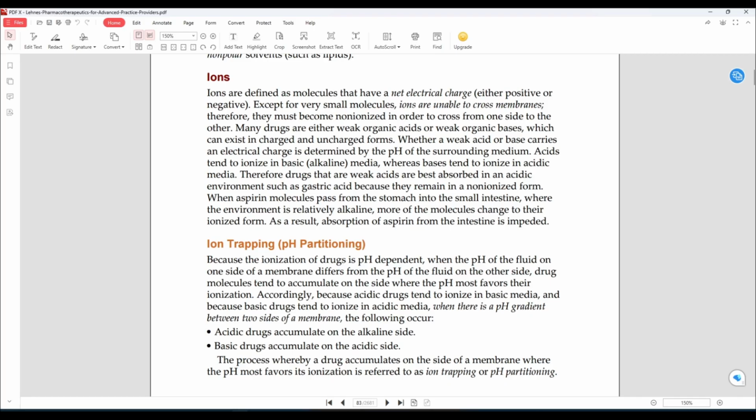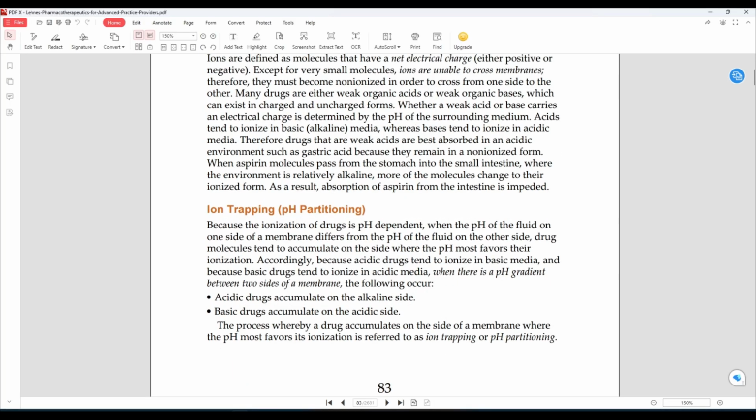Acids tend to ionize in basic media, whereas bases tend to ionize in acidic media. Therefore, drugs that are weak acids are best absorbed in an acidic environment, such as gastric acid, because they remain in a non-ionized form. When aspirin molecules pass from the stomach into the intestine, where the environment is relatively alkaline, more of the molecules change to their ionized form. As a result, absorption of aspirin from the intestine is impeded.